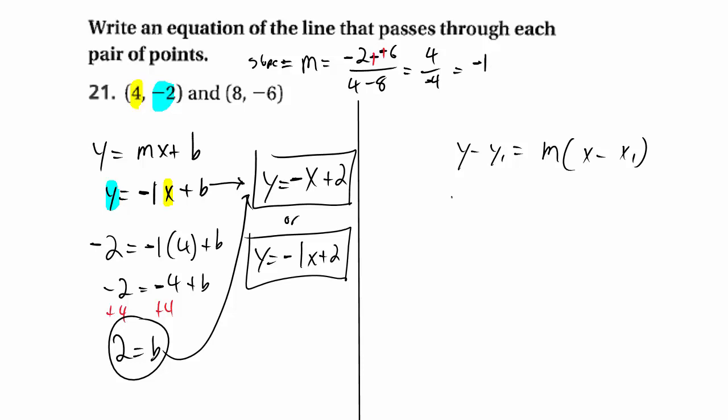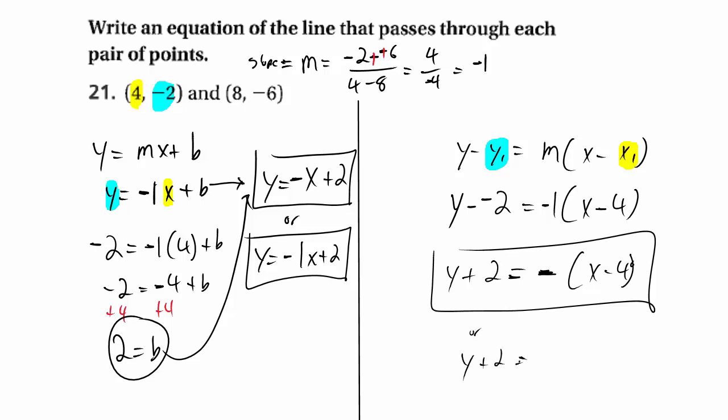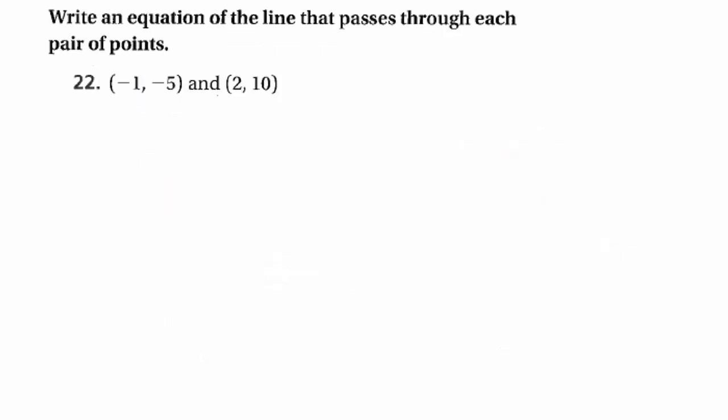If I want to use point slope form instead, maybe you prefer using point slope form, again, I'm going to put in place of the y coordinate the y1, the negative 2, and in place of the x coordinate, I'm going to put the negative 4. The only advantage to this is you don't have to remember to turn them back into a y and x, whereas in slope intercept form, you have to remember to rewrite them back as y and x. You can also do it in standard form, but standard form is just a rewrite of slope intercept form. So I would recommend using either slope intercept form or point slope form to solve these.